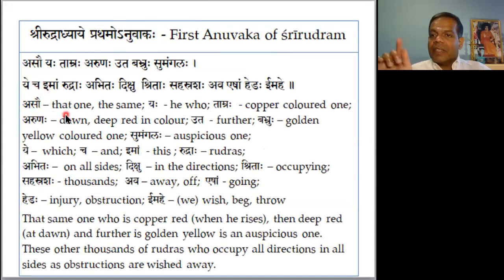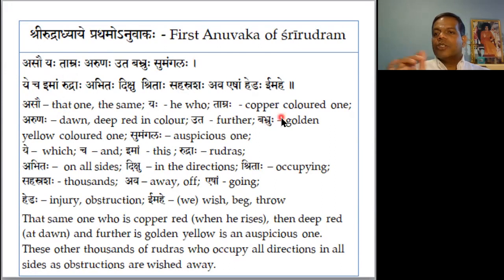Asau means that one. So and so. All that meaning is asau, or the same one. Yaha means he who, so the one who we have been discussing or talking about or chanting or praying about. Okay, asau yaha, that person. Yaha tamra.